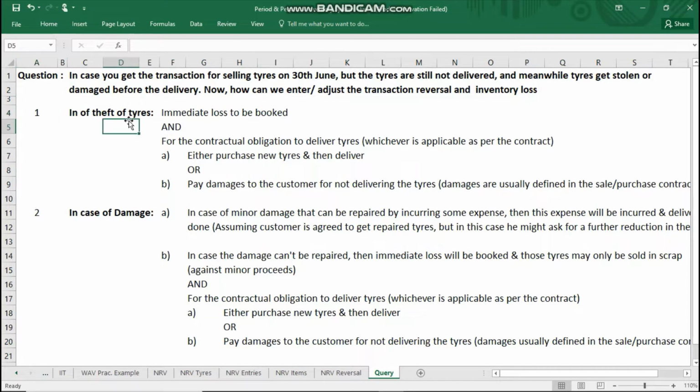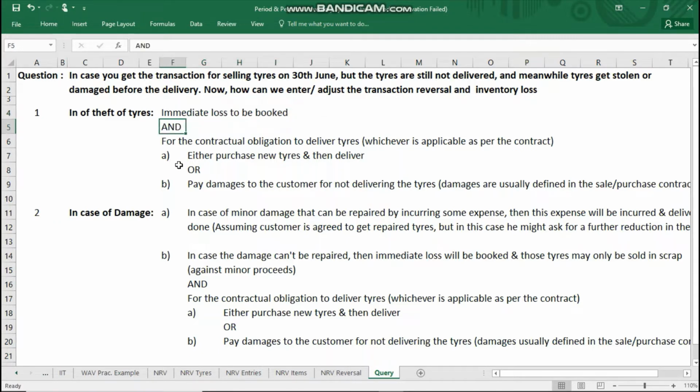First one is the scenario of inventory theft. The tires were stolen. So if the tires were stolen, immediate loss needs to be booked. Okay, so in that case what we will do, we will debit our cost of goods sold and we will credit the entire inventory. Okay, and if that inventory was written down to net realizable value, their net realizable value provision will also get released. Okay, and there will not be any inventory in the books of accounts, there will not be any NRV provision remaining in the books of accounts. Okay, so that is the first scenario.